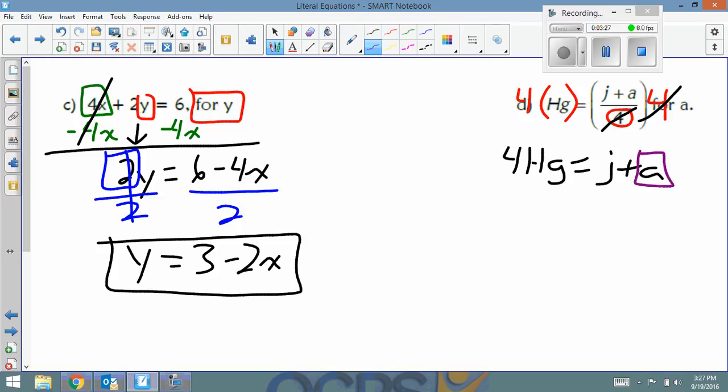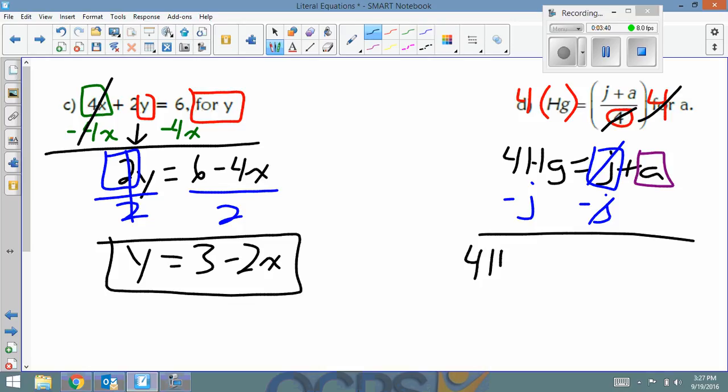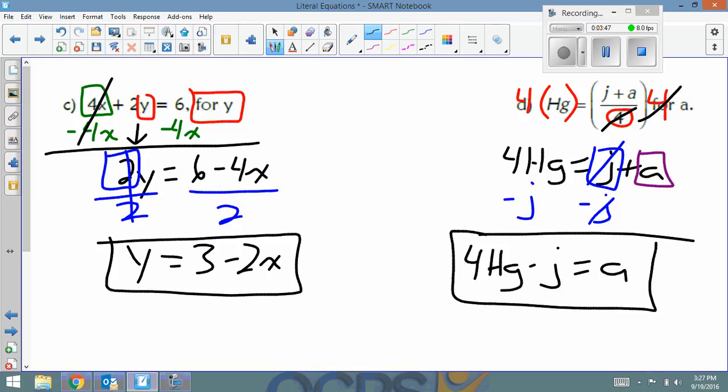And we're solving for a, so we still have to move this j, and since it's currently positive and being added, we're going to have to subtract j from both sides. They'll cancel out. And remember, nothing can combine, so it's just going to be what it says. So 4hg minus j equals a. And since a is by itself, and that's what we needed, that's our answer.